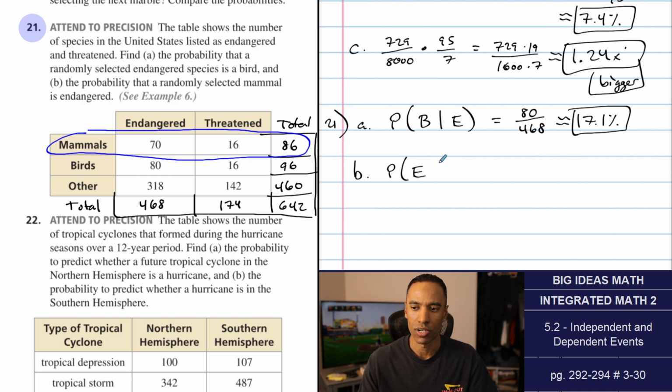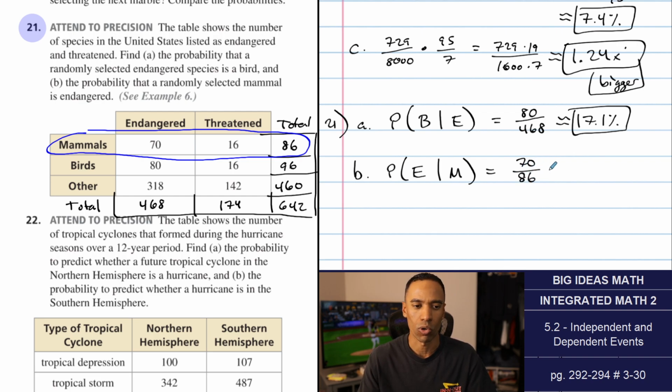Probability of endangered given mammal is going to be probability of endangered and mammal, 70 out of the 86 total mammals. So 70 out of 86, again, can reduce, but let's straight calculate it. 70 over 86, about 81.4% of those ones. So they are conditional probabilities. That's how we displayed that.